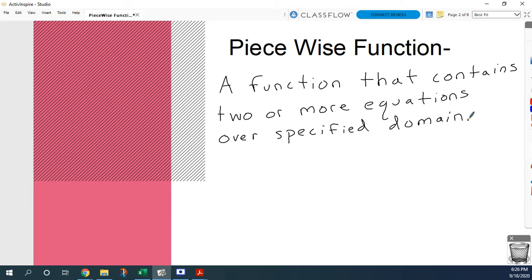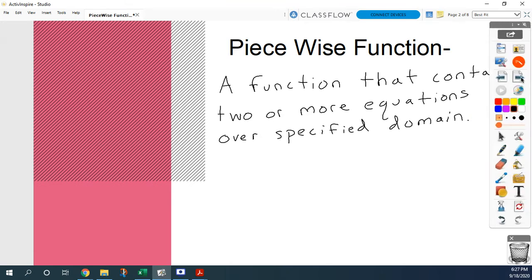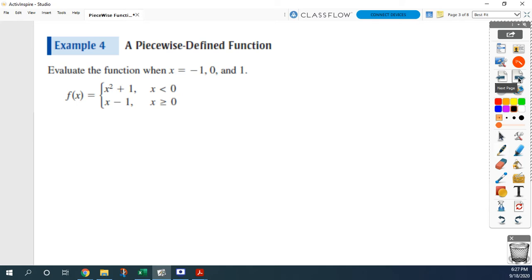Some of the functions that we look at will have two pieces, some will have more. You are actually going to be starting your project over piecewise functions, and your function is going to have to contain at least 6 pieces.